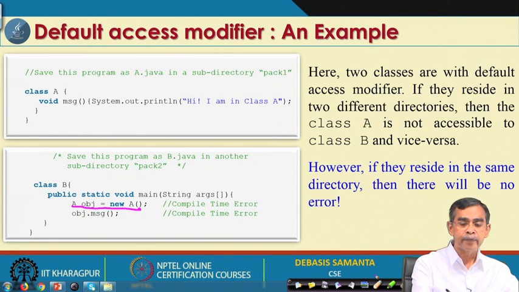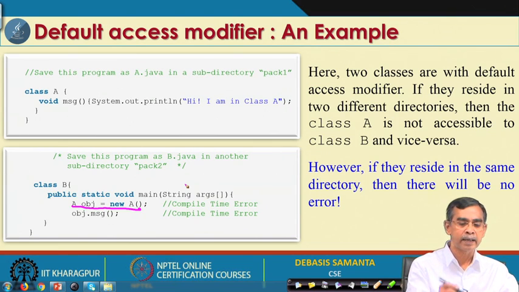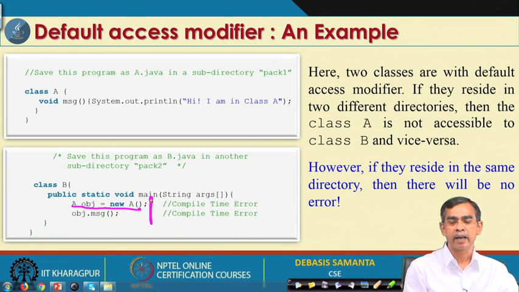Now, if these are two files belonging to different directories, then the default access specifier will not work for you. If we maintain this and this in the same file, say b.java, then default access will work for you, and in this case these two will not give any error. But if they are maintained in different files and not in the same directory, then it will produce an error. So, this will be an error.